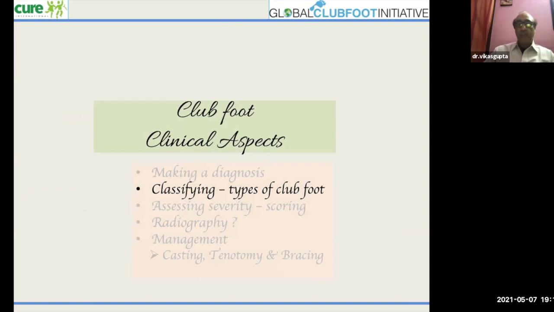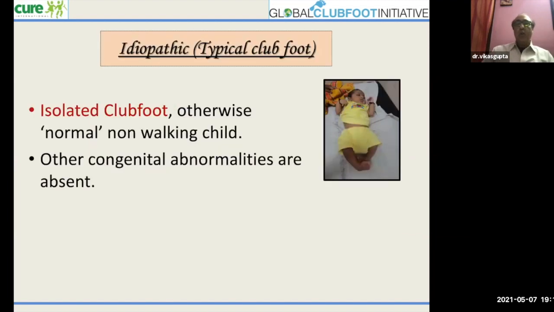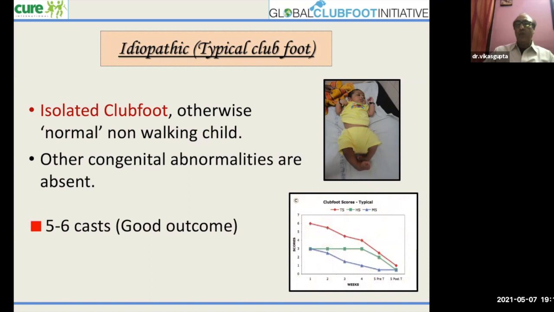Okay, so I think that making a diagnosis is easy, and once you have made a diagnosis, it is very important to classify whether it's an idiopathic or a secondary type of clubfoot. So let us see how you classify. Commonly what you see is a typical or idiopathic clubfoot, which is an isolated deformity. There are no other congenital anomalies or any syndromic features. The prognosis remains good, and if you score these, they usually correct by 5 to 6 casts. A good outcome, and the child does well.